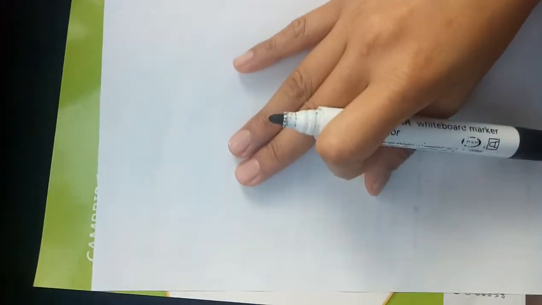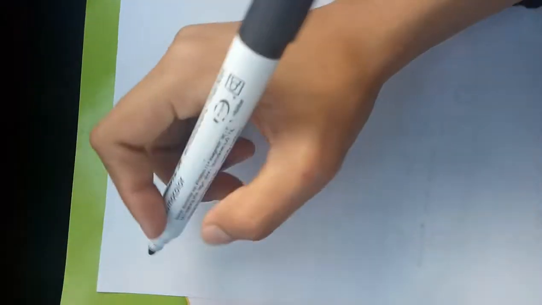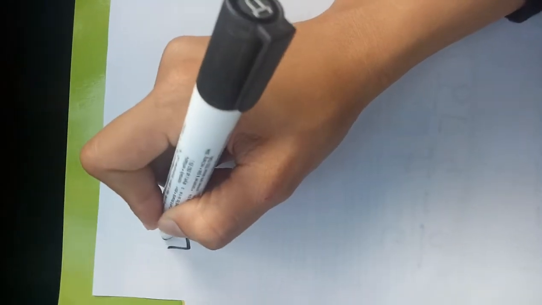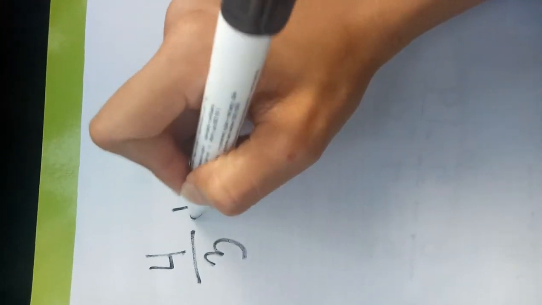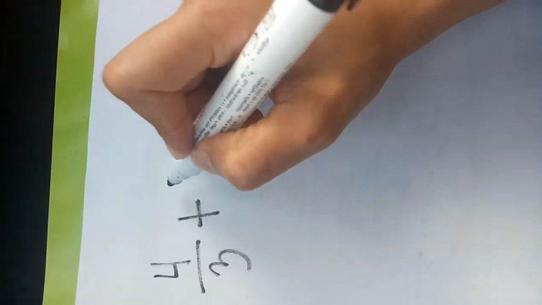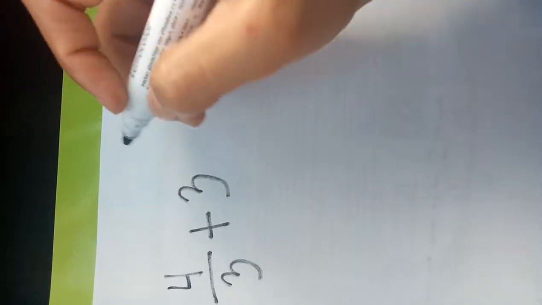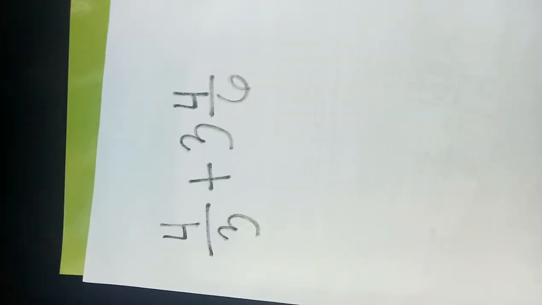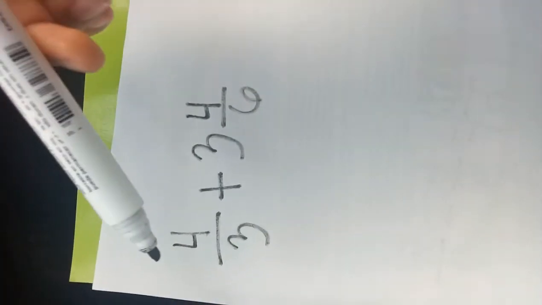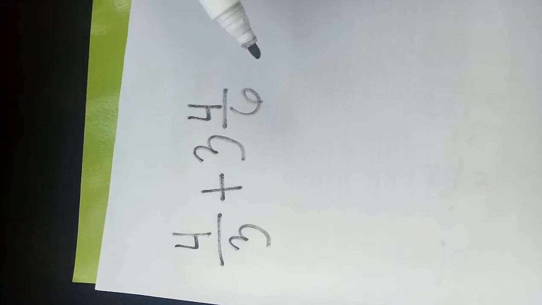Okay, I'll give a last example. Let's say this time we're going to do addition. Let's say we have the fraction of 4/3 plus 3 and 4/6. Now this time we have 4/3 plus 3 and 4/6.